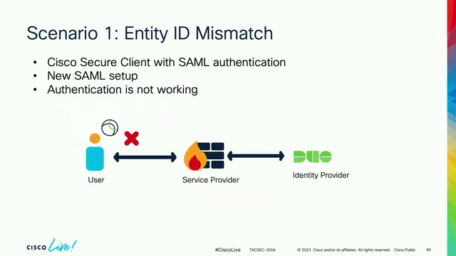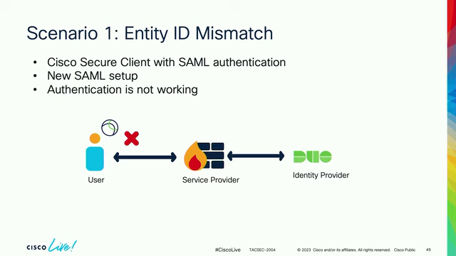OK. One of the most common issues that we have is entity ID mismatch. So as I mentioned, we can see that it is due to a misconfiguration. So in this example, we have that the Cisco Secure SAML authentication has just been set up. It's a new setup. And us as network administrators, we have complaints from end users that are not able to authenticate.